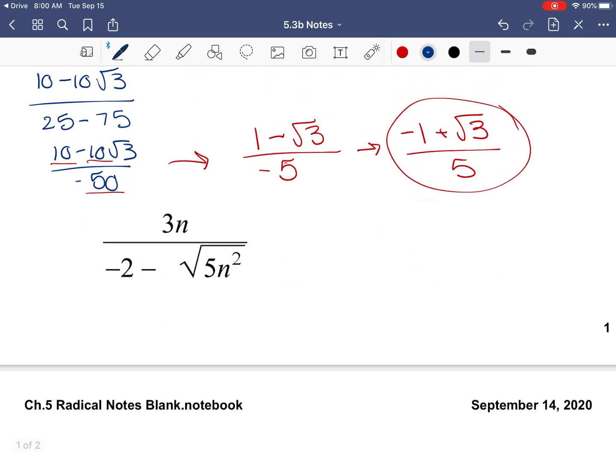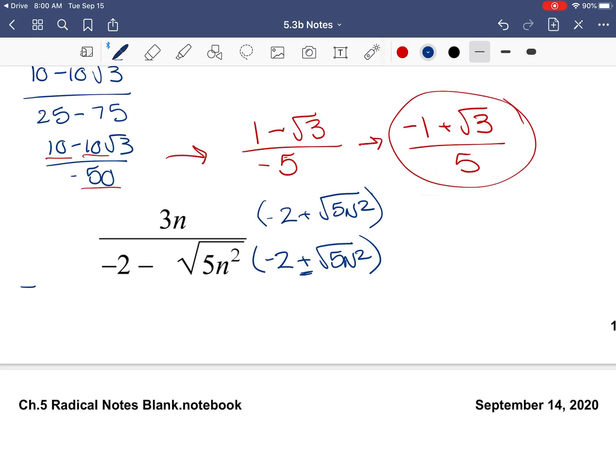Oh, there's not a ton of room for this one. That's okay. So same thing. Going to multiply by my conjugate, which is -2 plus the root of 5n squared. Only difference is the sign. So if we distribute in our numerator, I'm going to have -6n plus 3n, plus 3n root of 5n squared. All over.